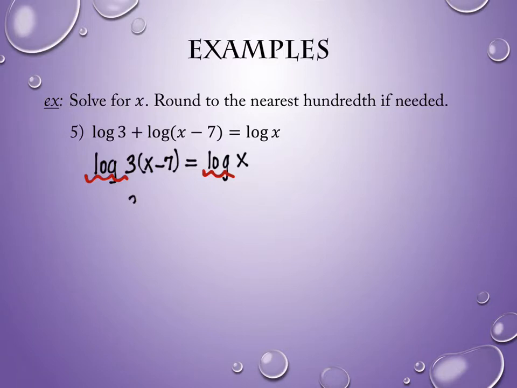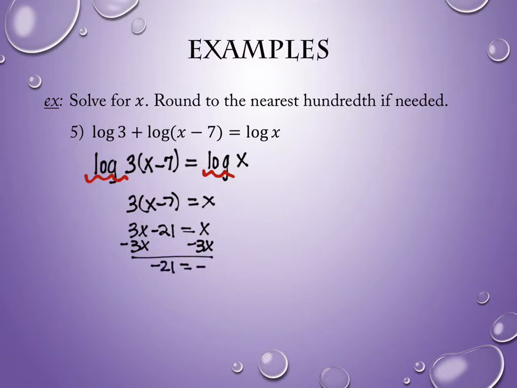So the problem actually becomes this. I need to set the insides now equal to each other and solve. I didn't even have to use a scorpion tail for it. So I can simplify this. 3x minus 21 equals x. I can subtract my 3x. So negative 21 equals negative 2x. Divide by negative 2, and what is x? Yeah, 21 halves or 10.5.